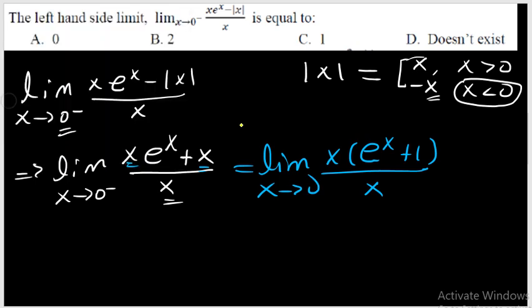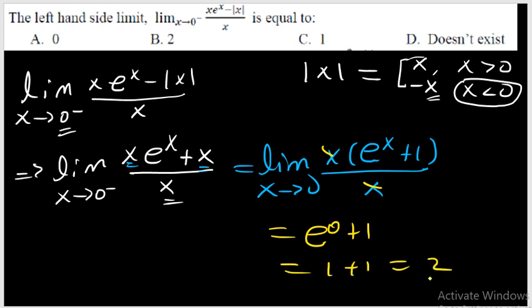Now we can cancel x with x, and then we can substitute 0. Directly the 0 can be inserted now. When you insert, it will be e to the power of 0 plus 1. E to the power of 0 means it's 1, so 1 plus 1 will be 2. So the answer is B.